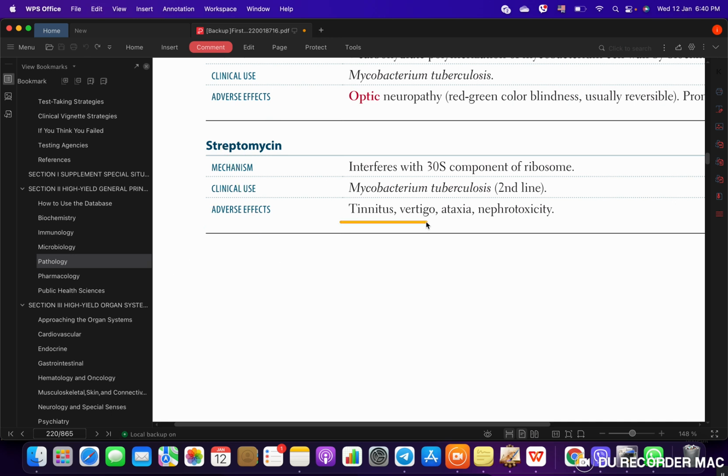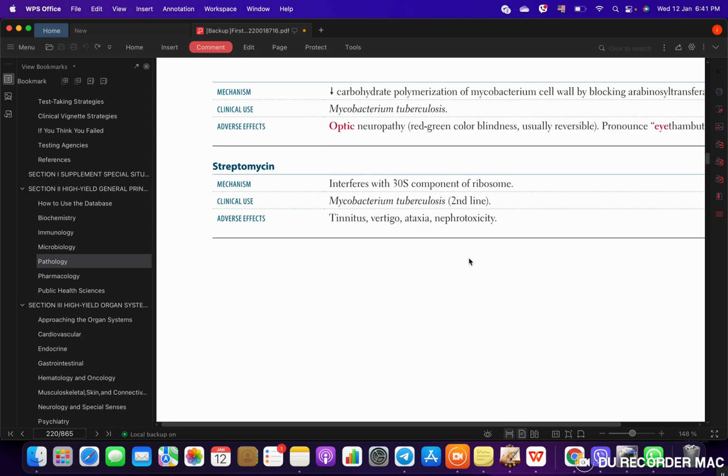Also it can lead to tinnitus, vertigo, ataxia, and nephrotoxicity, which is the nephrotoxicity and ototoxicity that we spoke about before in aminoglycosides. Do you remember what the other complete contraindication of aminoglycosides is? There was one complete contraindication. Does anybody remember it? Except alcohol? There was one disease we did not learn yet. Yes, myasthenia gravis. Absolutely. Nice.